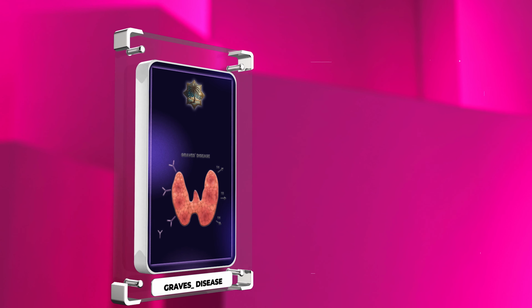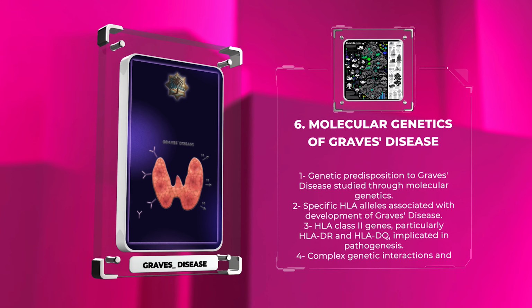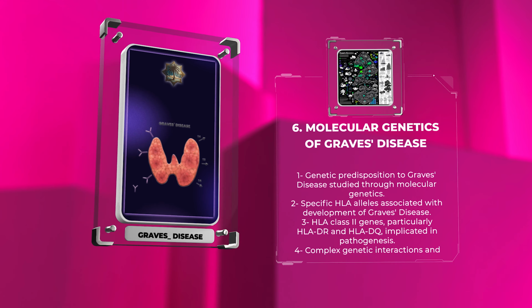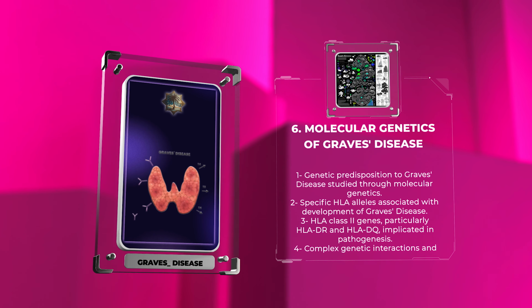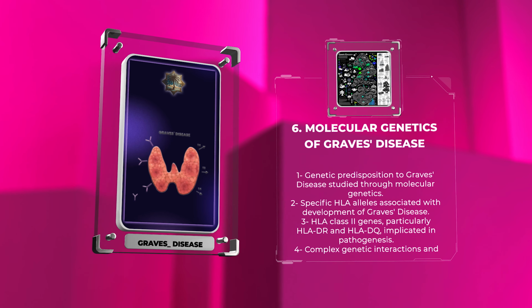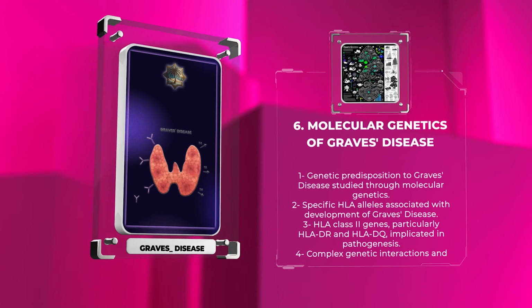Advancements in molecular genetics have shed light on the genetic predisposition to Graves' disease. Studies have revealed associations between specific human leukocyte antigen, HLA, alleles and the development of this disorder. HLA class II genes, particularly HLA-DR and HLA-DQ, have been implicated in the pathogenesis of Graves' disease. However, further research is needed to elucidate the complex genetic interactions and their interplay with environmental factors.